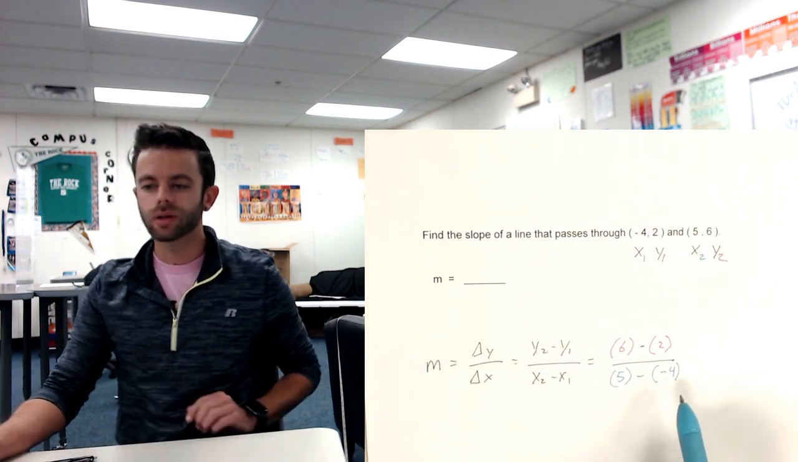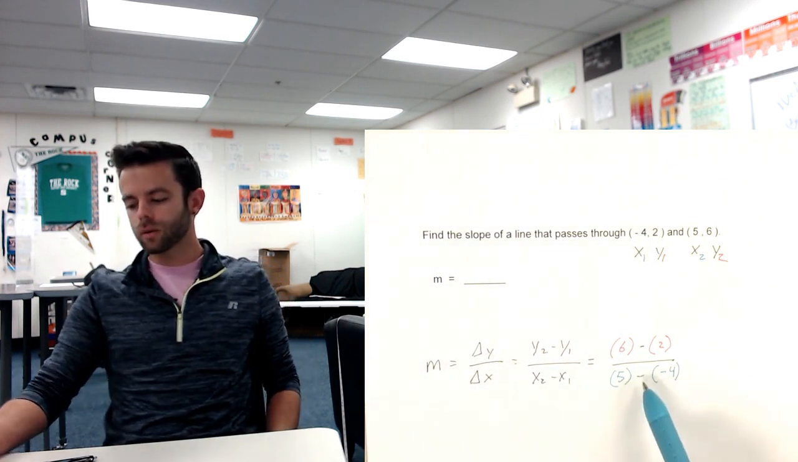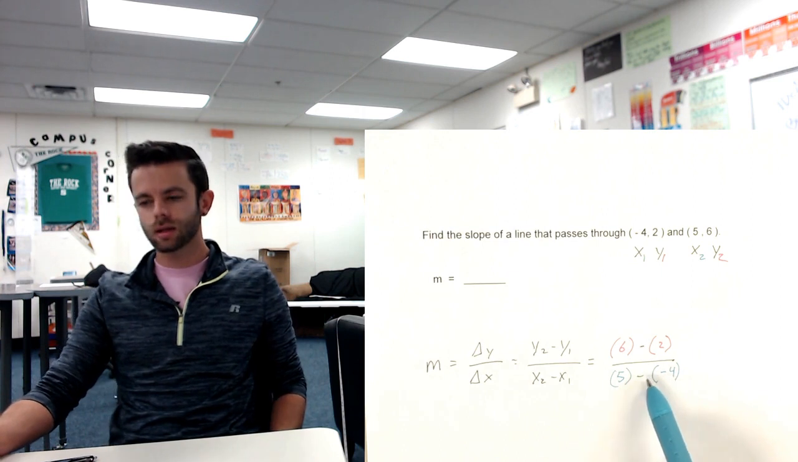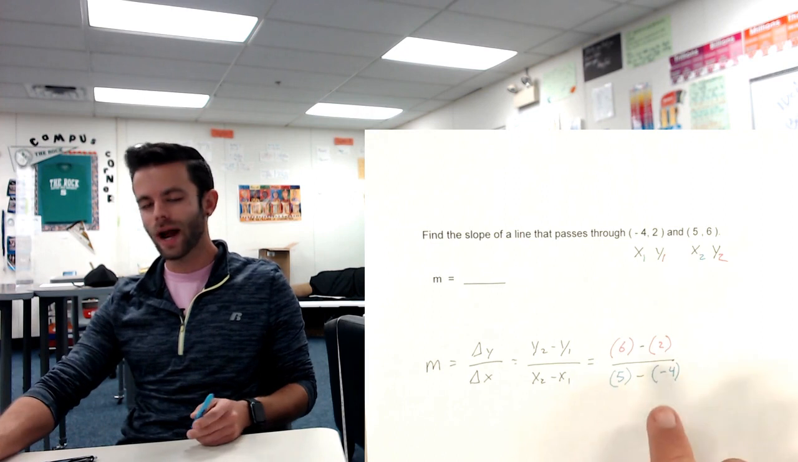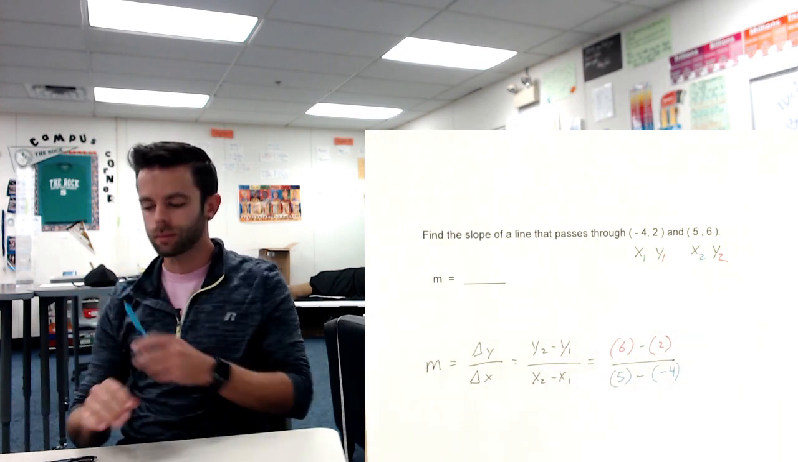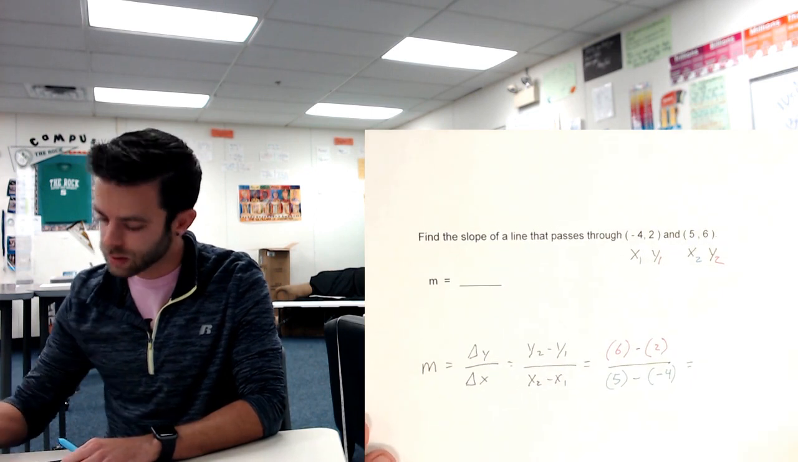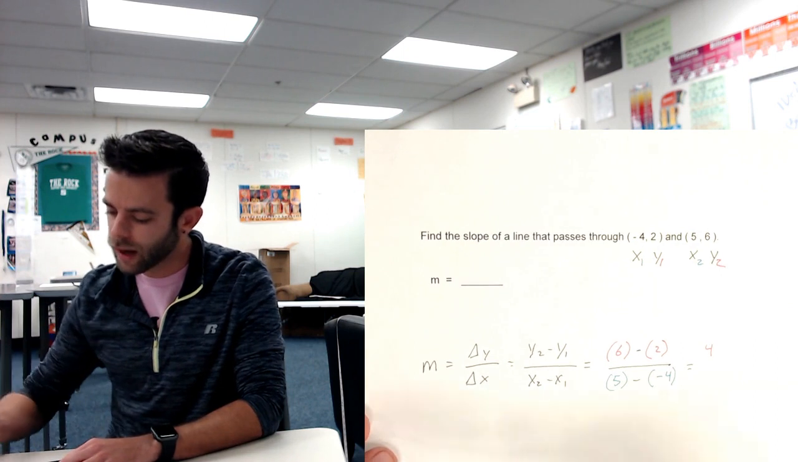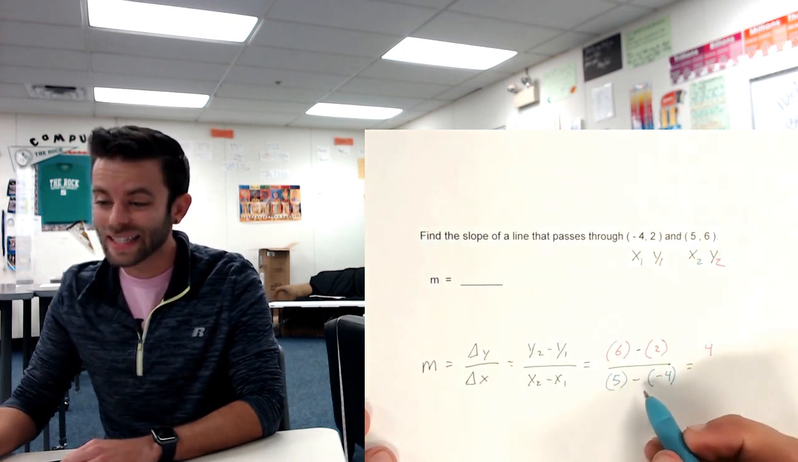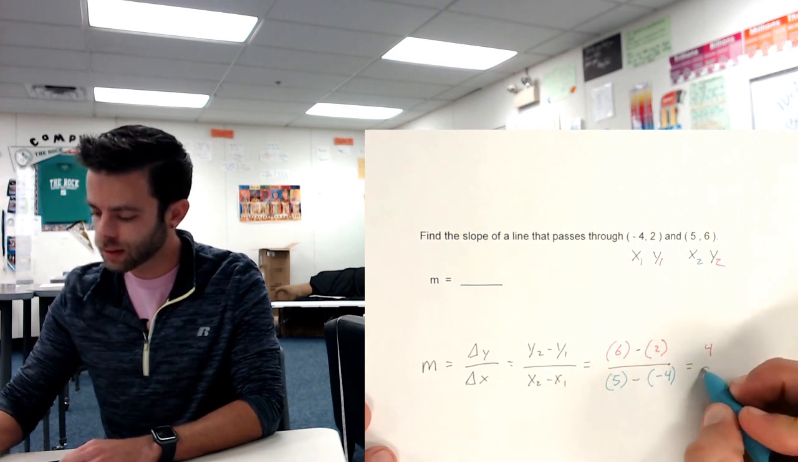Again, this is why I put them in parentheses, because sometimes we get confused and we assume that minus is already included, and that would give us a different answer, right? Because when we subtract a negative, it's like adding a positive. So I'm going to simplify this, and I know 6 minus 2 is 4. I know 5 minus a -4 is basically like 5 plus 4, which is 9.